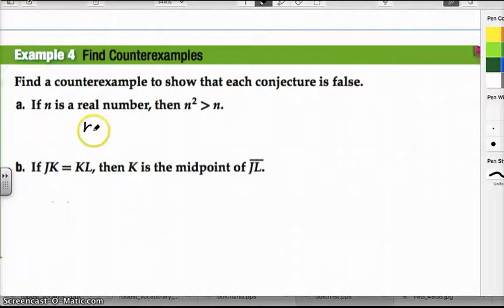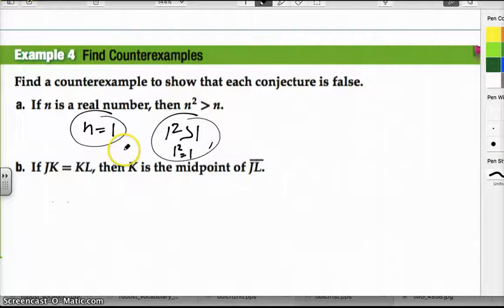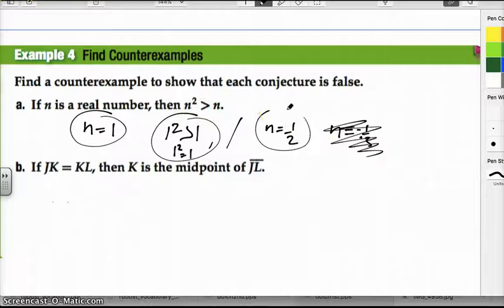But when we try a number like n equals 1, 1 squared is not greater than 1. In fact, 1 squared is equal to 1. So you can see that it fails. This is a decent counterexample. You could have also used n equal to 1/2, or some other small number like 1/3. Actually, a negative would not work, because if I threw a negative in there and squared it, it would automatically be positive. So little numbers is what you need, 1 and lower than that.